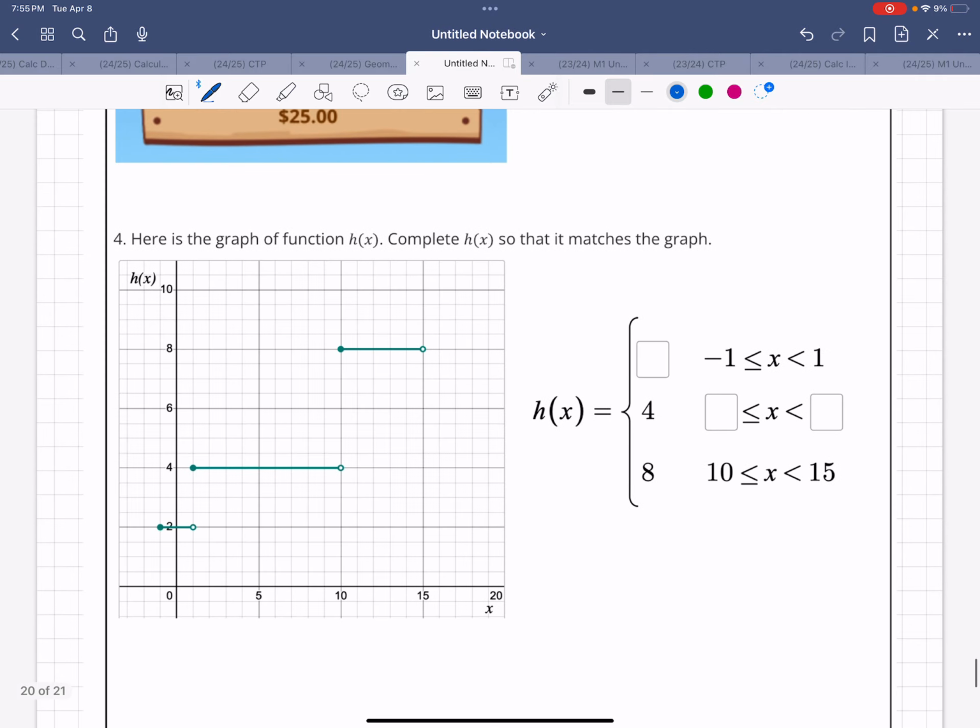Number 4, we had to look at a graph and fill in the blank. Between -1 and 1, that's here on my graph, we have this portion of the graph, and you can see that it goes through the number 2. So that's going to be this blank here. Anything between -1 and 1 is going to be 2. Where we see 4, this is your line here for 4. That's going to start at 1, but it's going to end at 10. Starts at 1, ends at 10. That's it.